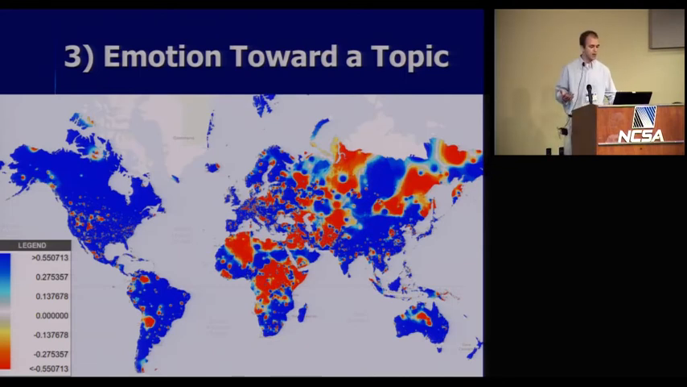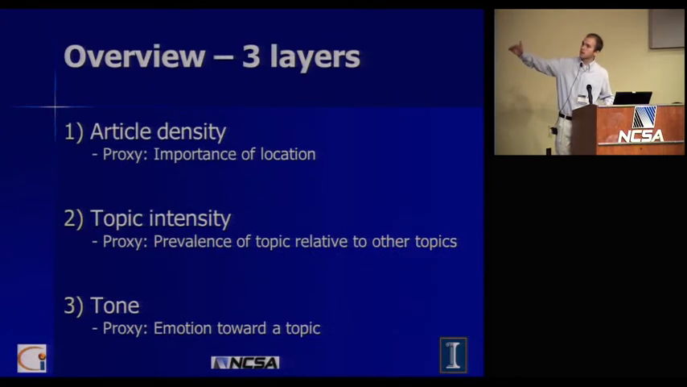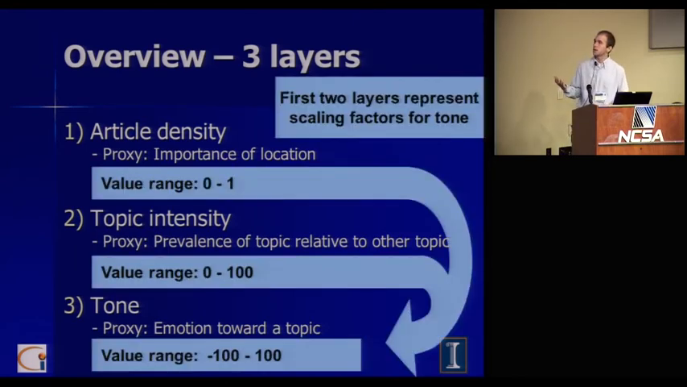Now, if you take these three elements, we have our article density, which is our proxy for the importance of location. We have our topic intensity, the prevalence of a topic relative to other topics at that particular location, and tone, which is our proxy for our emotion toward a topic. If we look at these first two layers, they're really scaling factors for tone. So this makes sense. If you have a very negative tone, but the topic itself doesn't necessarily matter in that particular location, it really doesn't affect the population. Or you might have a very negative tone, and the topic might be very intense, but you just don't have enough people. The location itself just isn't important enough.